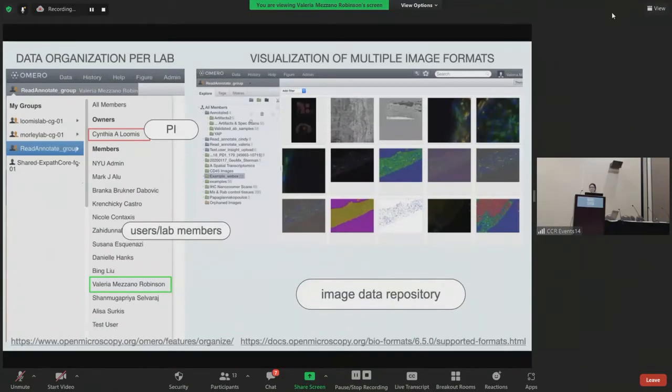In terms of data organization, you can see that OMERO has this interface where you have an owner and then members, and the owner is usually the PI. The members are the people in the group. It could be collaborators, and they own the data and they import it. You can visualize the data, and what I'm showing you there is just different formats. So we have EM, whole slide scans, confocal data, etc. And eventually it can work as an image data repository. So it checks all those boxes.